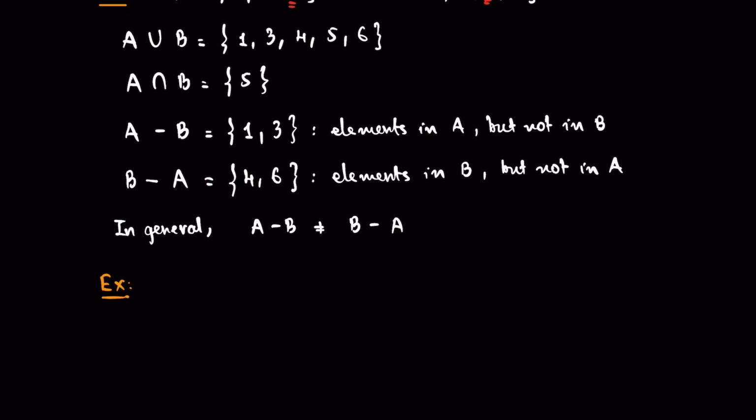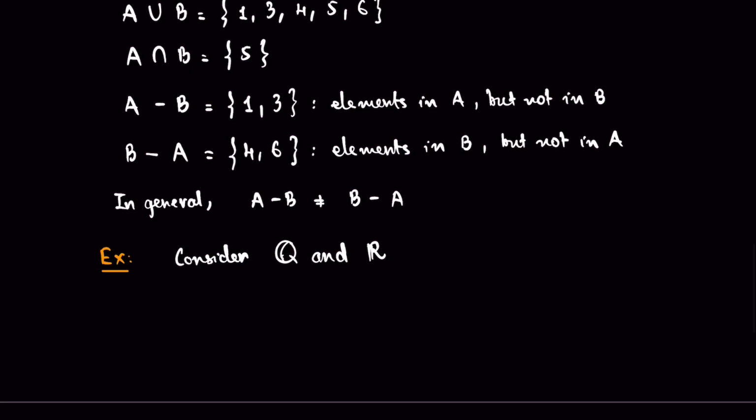Let's consider something more complicated. Let's consider two sets, the set of all rational numbers and the set of real numbers. So the set of all rational numbers is fancy Q, and the set of all real numbers is fancy R. The union between these two sets is going to be the entire real line. That gives me the set of all real numbers. The intersection between these two sets is going to be the set of all rational numbers only.